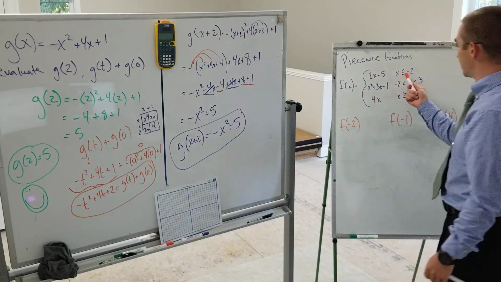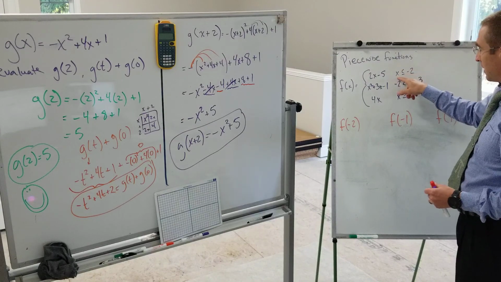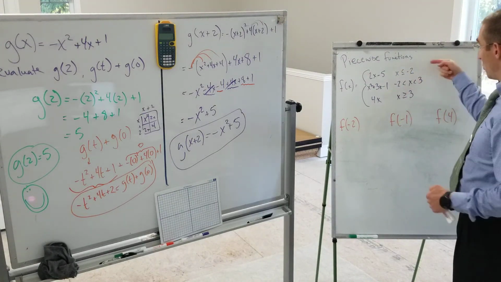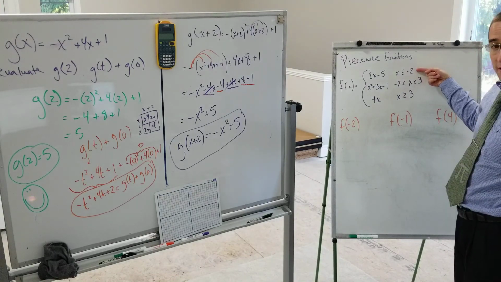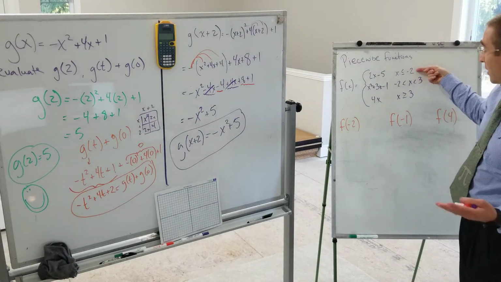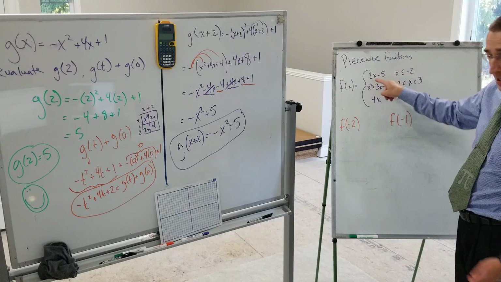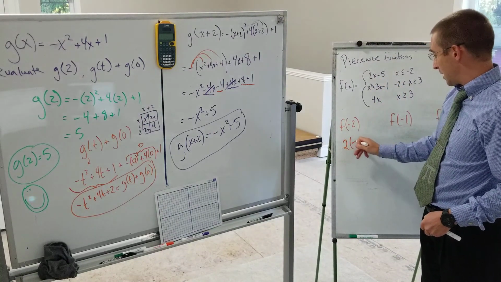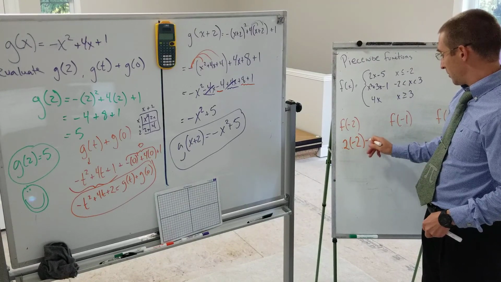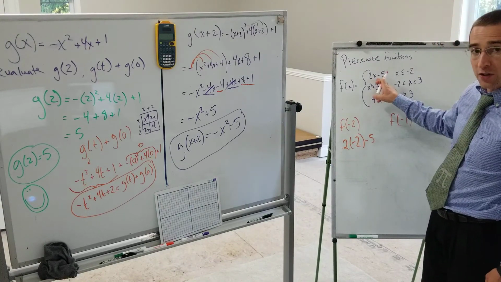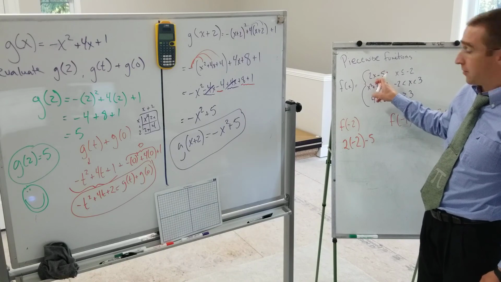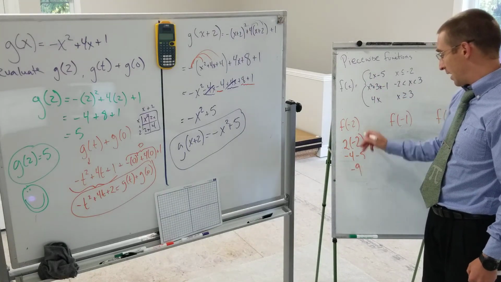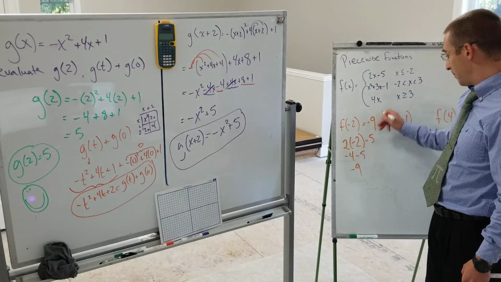So f of negative 2, right? We're saying negative 2 is the x number. Where does that land? It lands less than or equal to negative 2 because it's equal to negative 2. So we're going to use this 2x minus 5. So we're going to say 2 times negative 2 minus 5. We're using this piece of the piecewise function. So it's negative 4 minus 5, negative 9. So f of negative 2 equals negative 9.